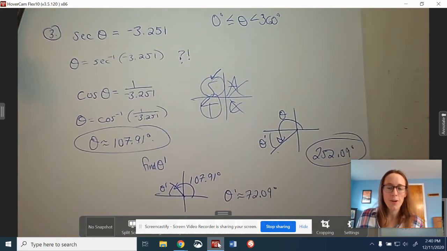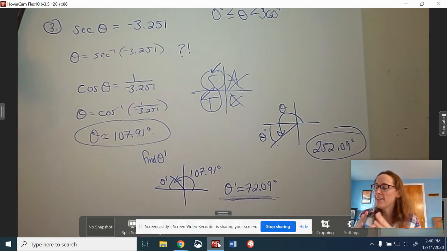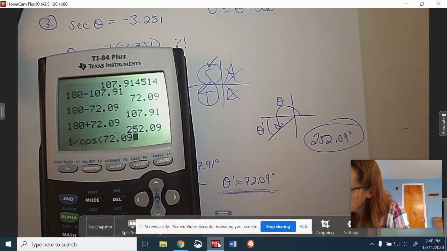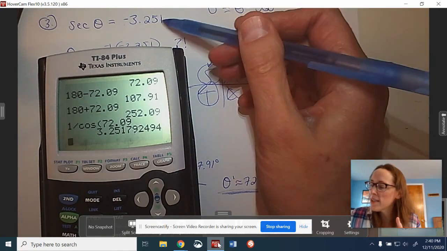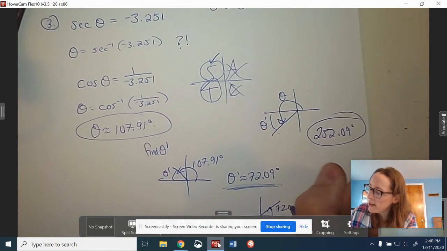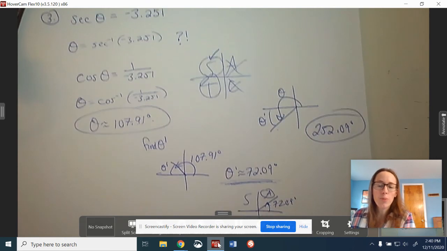So last bonus question here. What would I get if I found the secant of that? What is the secant of 72.09 without touching your calculator? The secant of 72.09 would be the positive of that. I don't have a secant button, so I have to do 1 over cosine real quick. But you're going to get the positive of that. The reason is that if you sketch 72.09 on its own, it's quadrant 1. So because that would be quadrant 1, secant would be positive.